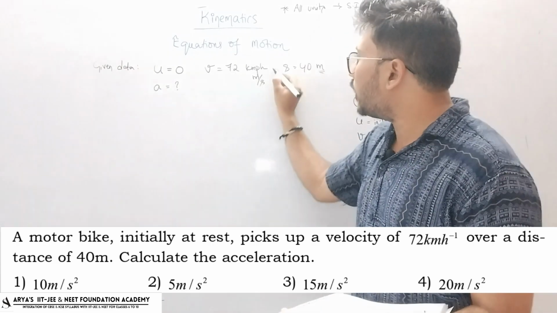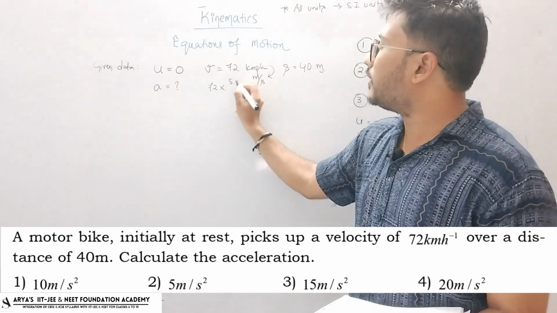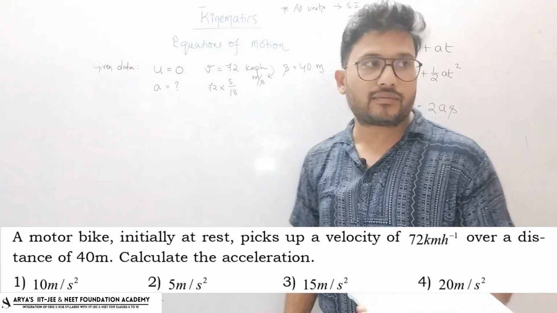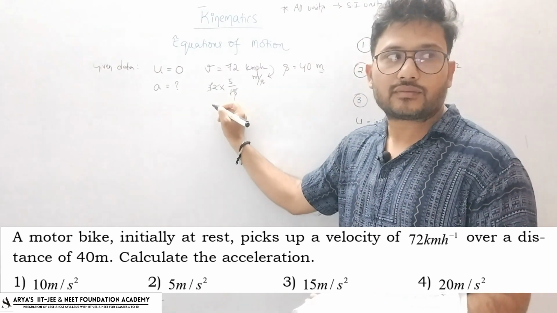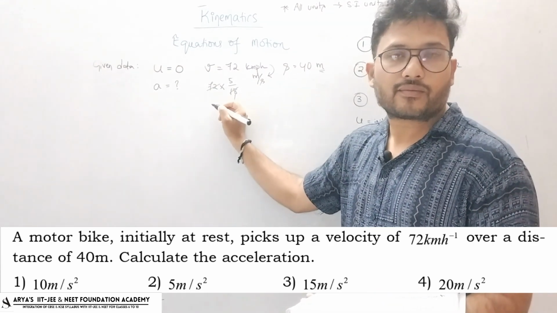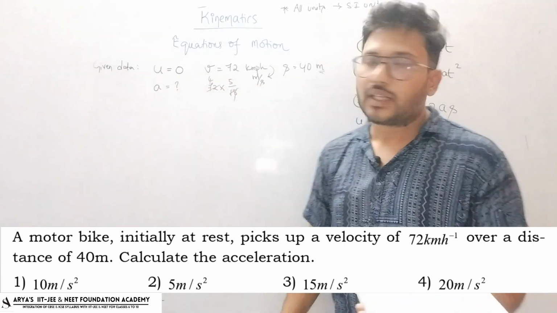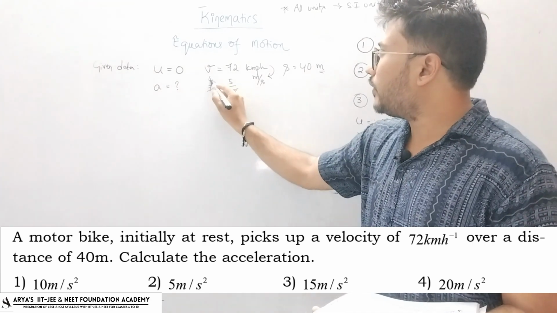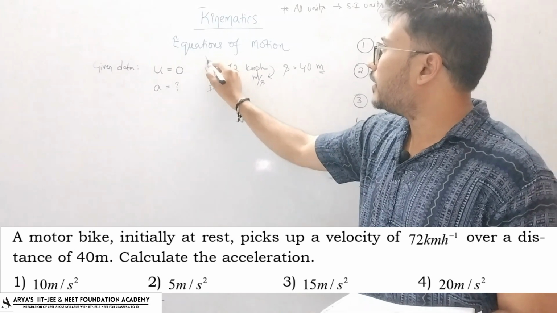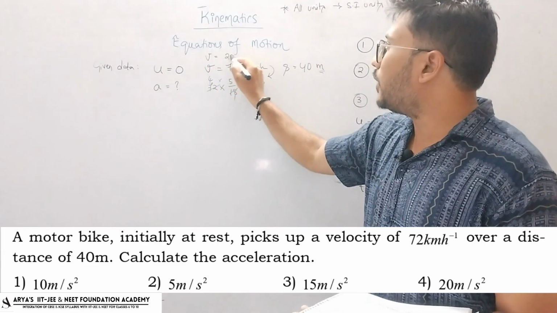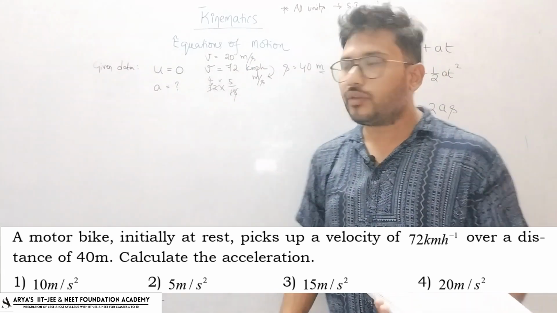Now how to convert kilometer per hour to meter per second? 72 multiplied with 5 upon 18. 18 fours are 72. Next, now what will we get? 5 fours, 5 into 4, 20. So V value is equal to 20 meter per second. That we got. Now you have to solve for A.